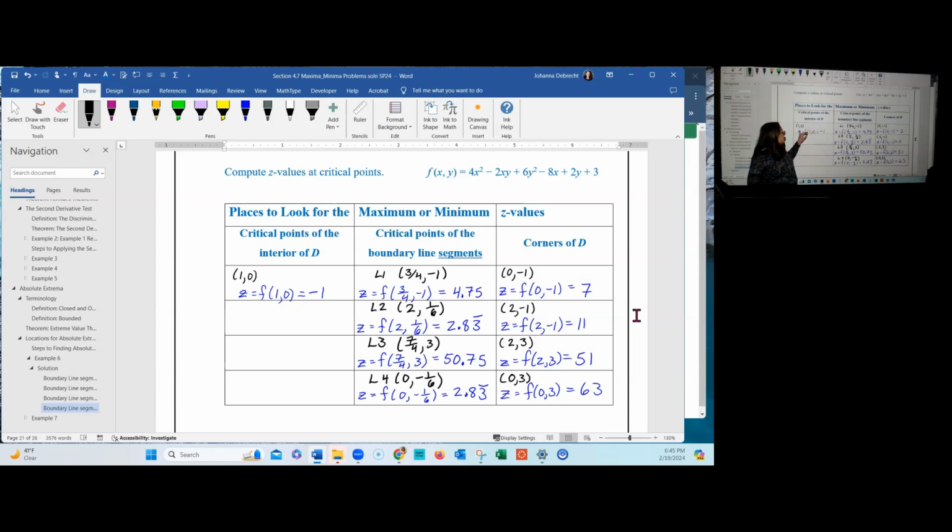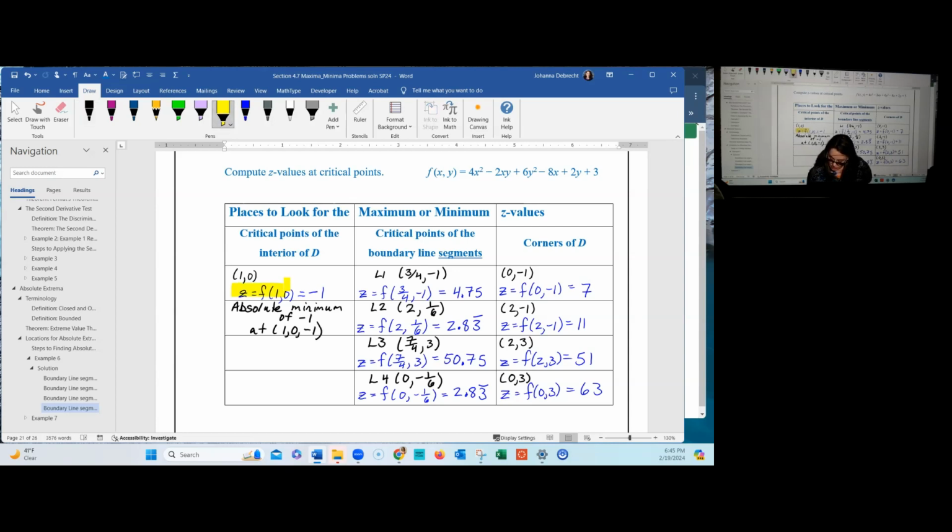The value of z at 1, 0 is -1, which is the smallest number in our list. That makes this value right here the absolute minimum, which is -1. And it occurs at the point on the surface 1, 0, -1. So I have an absolute minimum of -1 at 1, 0, -1.